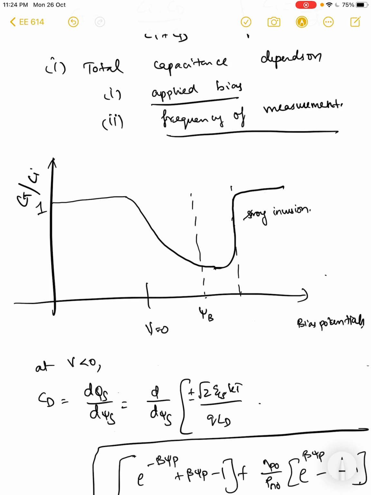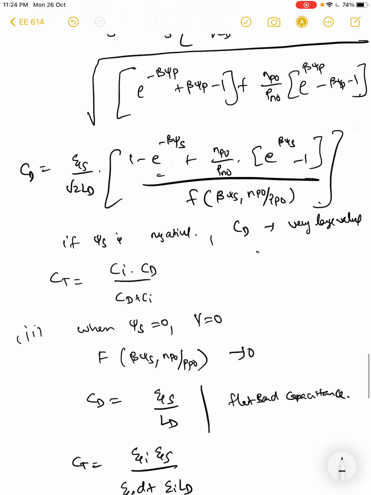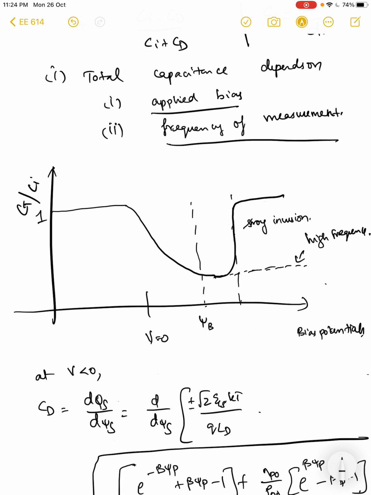However, at high frequencies, the capacitance does not increase, because the minority carriers do not respond to the frequency of operation, and hence the depletion width is what will respond to the AC bias that you have applied to measure the capacitance. Right? So any change in metal charge density will reflect in charge density in the depletion width, and hence the capacitance is dominated by the depletion capacitance, giving you a flat line here.